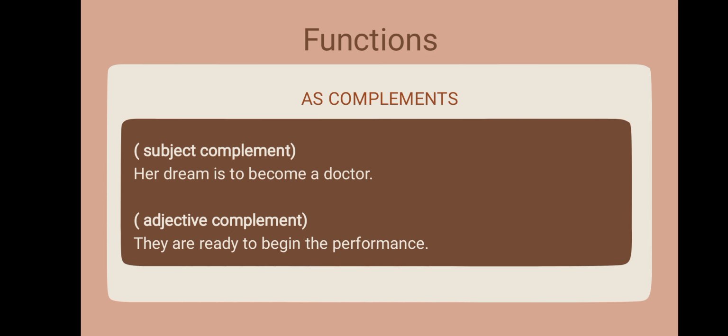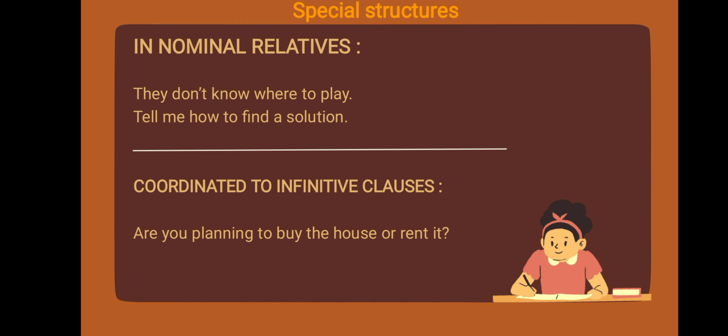And here you see the usage of to infinitives in special structures. Full infinitives can be used after relative pronouns to form nominal relative clauses. Check out the examples. In nominal relatives, they don't know where to play. Tell me how to find a solution.